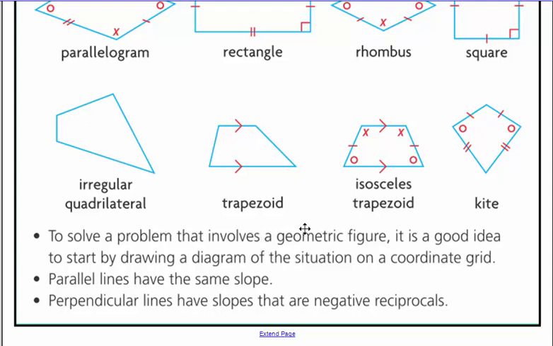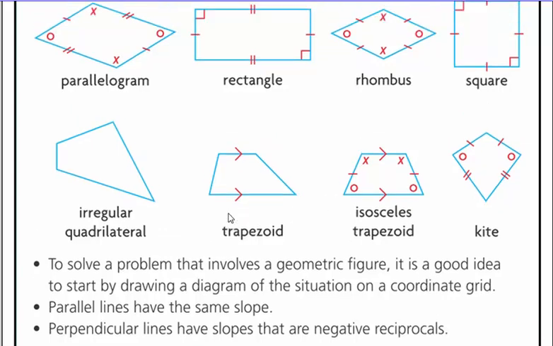But doing a sketch and just kind of having things in a general area would be probably a good way to go there. And of course, knowing that parallel lines have the same slope and perpendicular lines have slopes that are negative reciprocals of each other become quite important at this point as well.